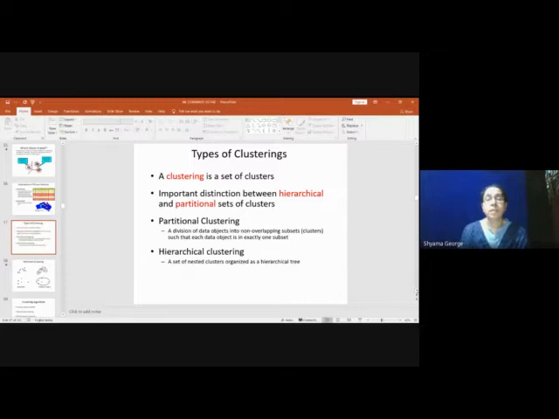In partitional clustering, there is a division of data objects into non-overlapping subsets. We are dividing the objects into non-overlapping subsets such that each data object is in exactly one subset. So it is partitional. We are dividing objects into different partitions so that the object will belong only to one cluster. We are forming non-overlapping clusters. In hierarchical clustering, nested clusters organized as a hierarchical tree are formed. We are forming a tree of clusters.